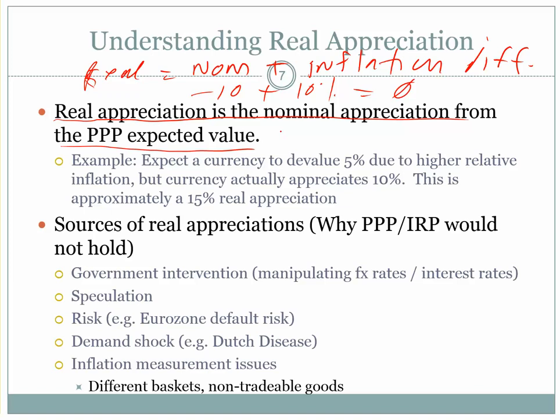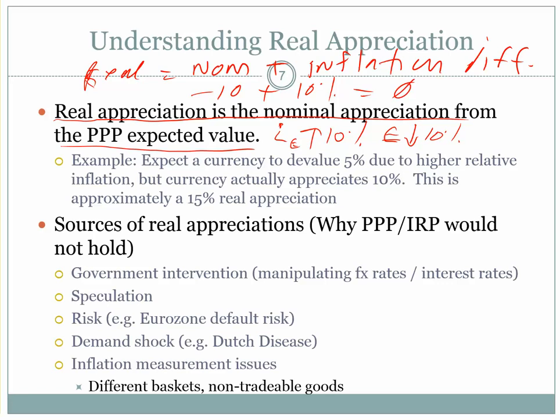If we knew that inflation in Europe was roughly 10% higher, we would expect the euro to devalue by about 10%. If that indeed happened, we'd say there was no real change. So another way of stating that is if the exchange rate simply follows inflation, like PPP suggests, there is never a real appreciation of a currency.